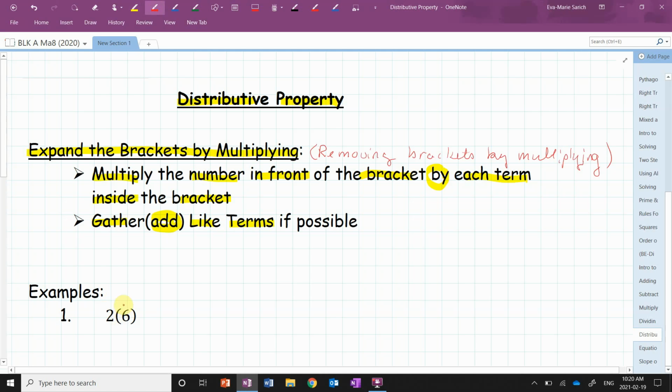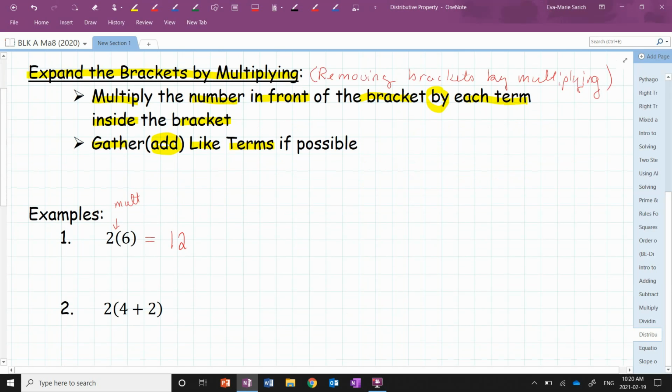So 2 is sitting in front of a bracket. That means to multiply. So the 2 is going to multiply the 6, and you all know that 2 times 6 is 12. That was easy. Now what happens if I take the 6 and I break it up? So now I have 4 plus 2. 4 plus 2 does equal 6, but I'm breaking it up into two parts.